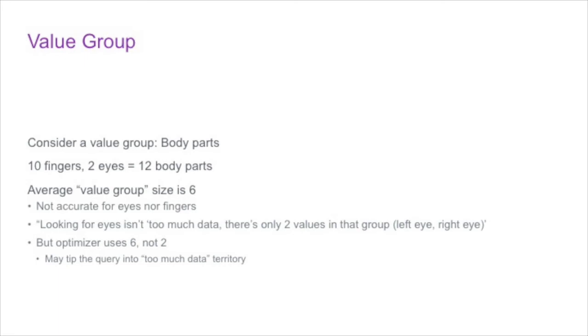So looking for eyes, there's not too much data, right? You might say, we talked about the too much data problem, and it's going to scan it. And you might say, well, there's only 2 values in that group, left eye and right eye. Why would it be scanned? Why would it think it needs to do 20% of the data and thus do a full scan?